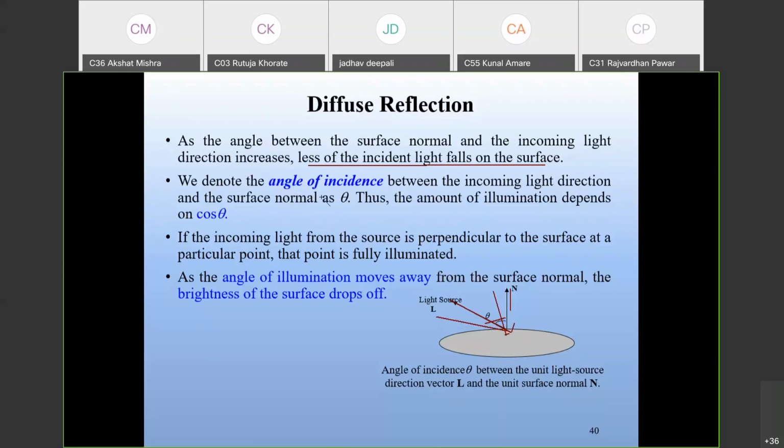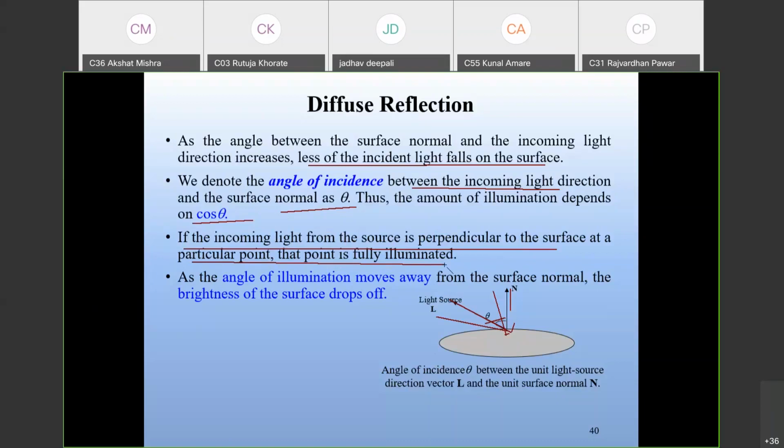We denote the angle of incidence between the incoming light and the surface normal as theta. N is the surface normal, and this is the light source, the direction from which the incoming light comes. Thus, the amount of illumination depends upon cos theta. If the incoming light from the source is perpendicular to the surface at a particular point, then the point is fully illuminated.